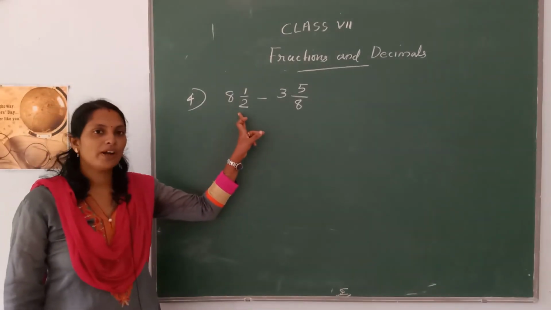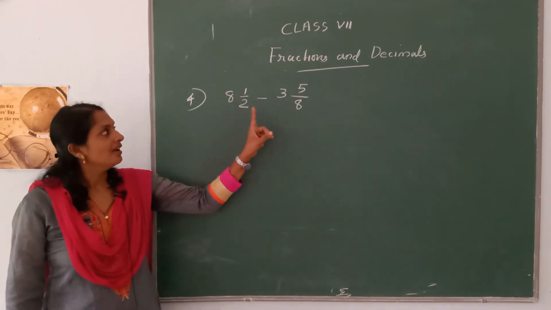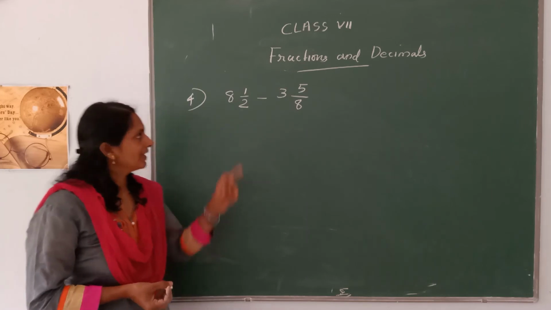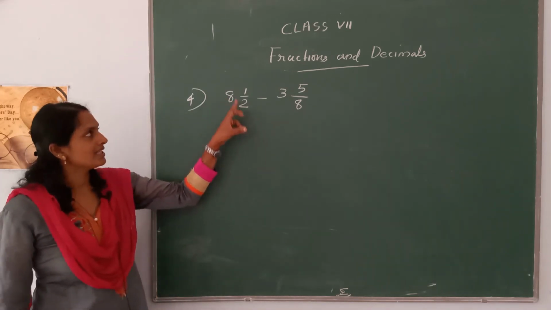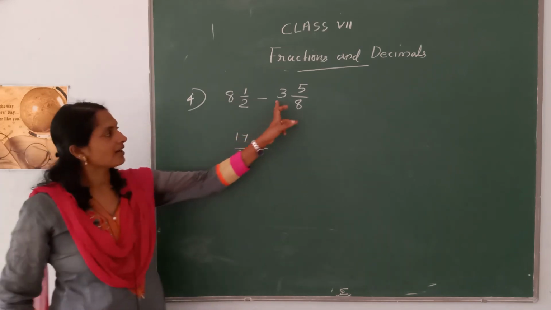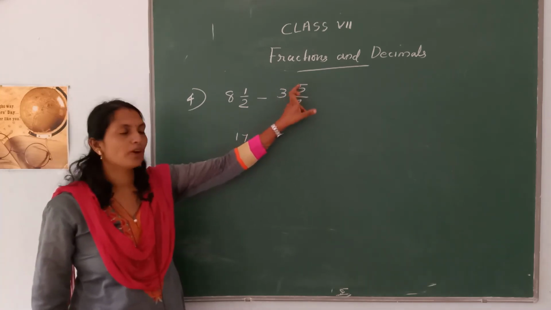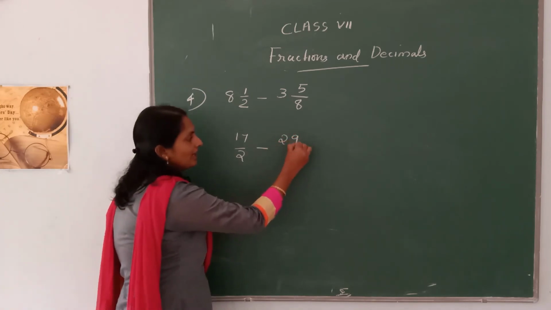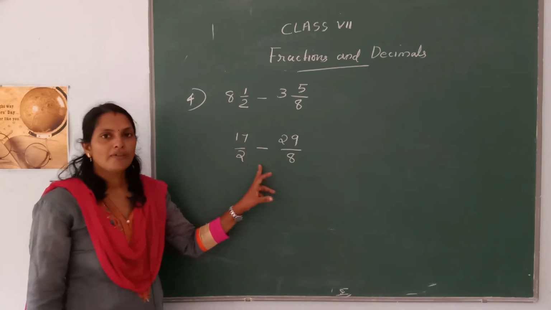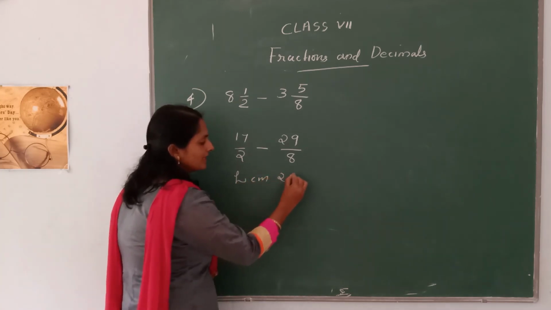Next question, 8 1 by 2 minus 3 5 by 8. You will notice that these are mixed fractions. Then first you convert these mixed fractions into improper fractions. That is 8 into 2, 16, 16 plus 1 that is 17 by 2, minus, then convert 3 5 by 8 to an improper fraction, that is 3 into 8, 24, 24 plus 5, 29 divided by 8. Then how to solve? Find the LCM of the denominators. Find the LCM of 2 and 8.